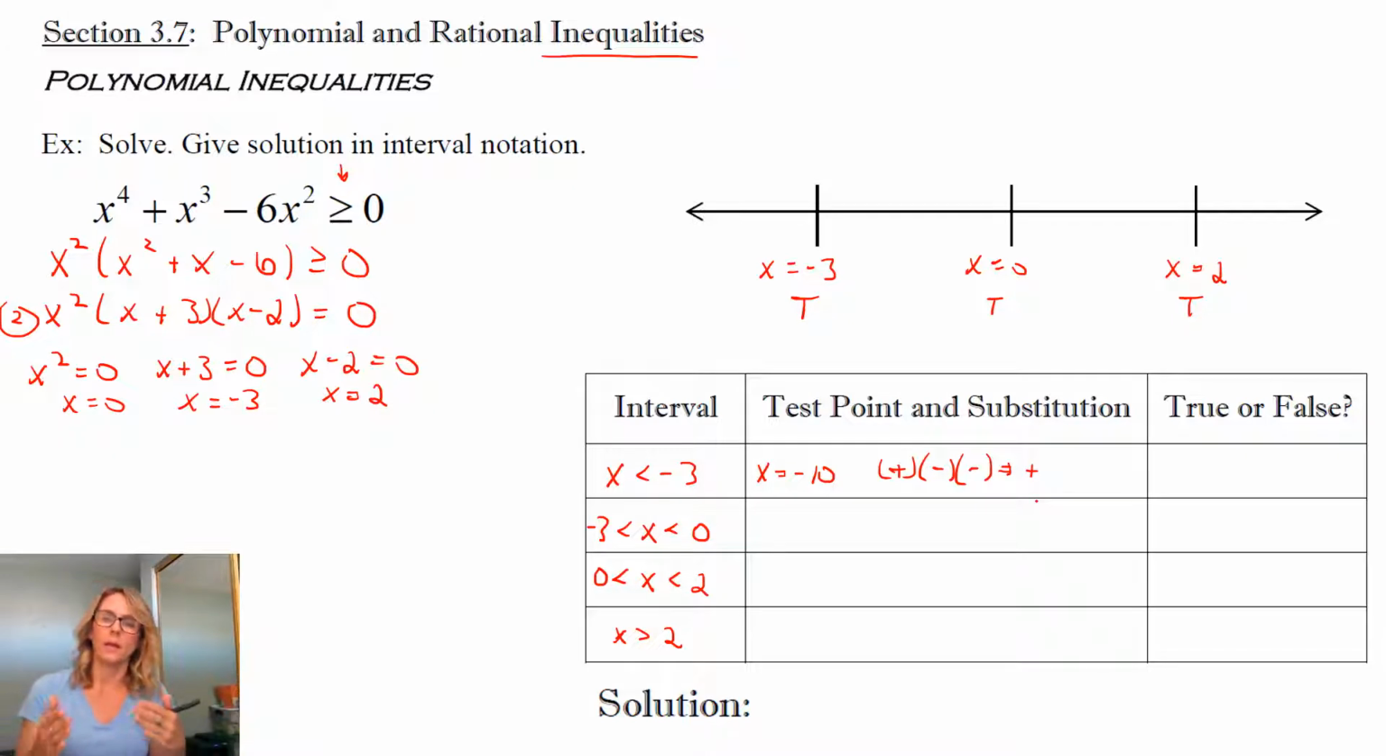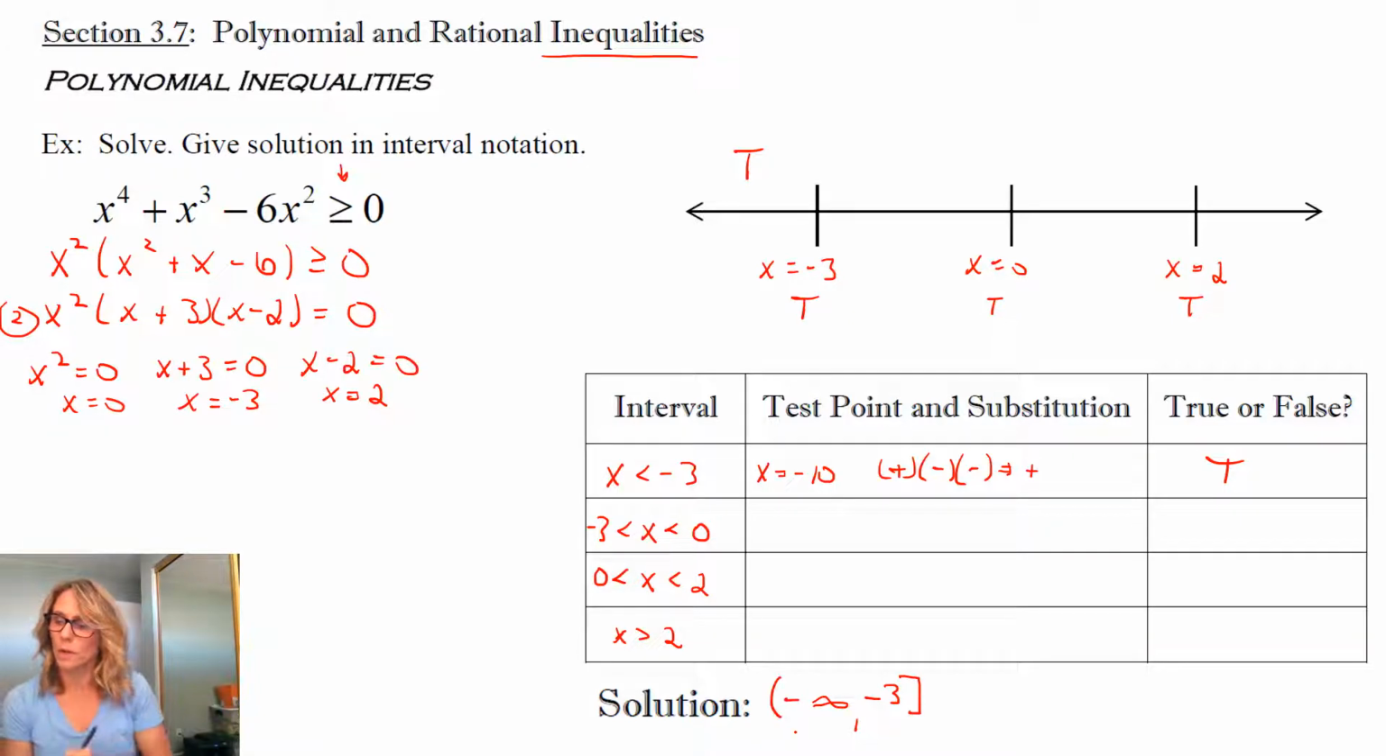That means that any value that is less than -3 when we plug it in is going to give us a positive number, and therefore makes our inequality true. So we already know that part of our solution is anything from -infinity all the way up to -3, including -3. So I'm going to put a bracket there to hold on to that -3.